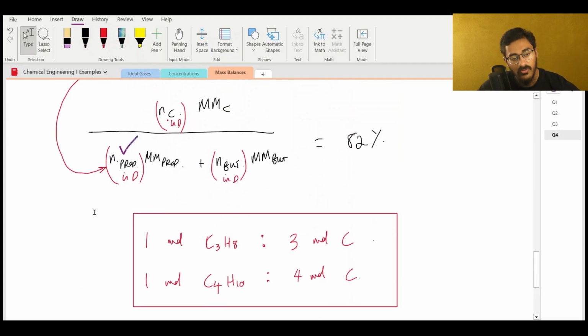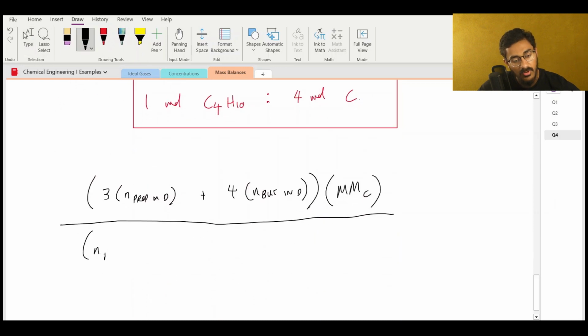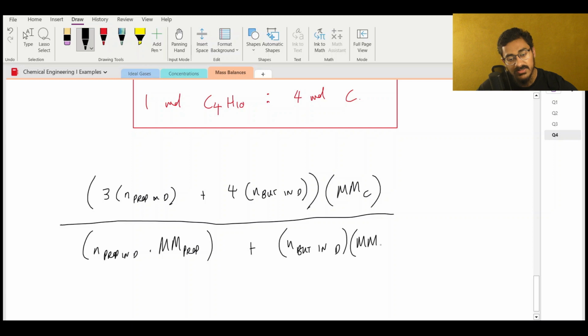And this is all over the number of moles of propane in the distillate multiplied by the molar mass of propane, plus the number of moles of butane in the distillate multiplied by the molar mass of butane. And again, that is all equal to 82%.